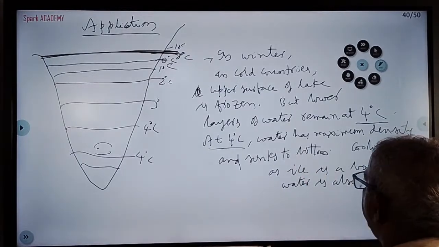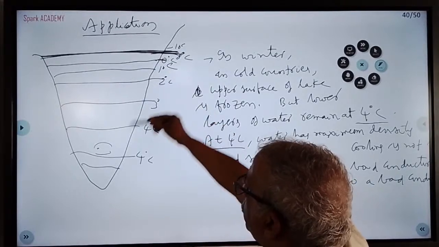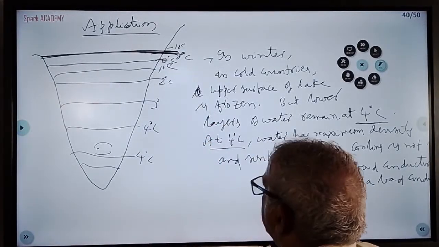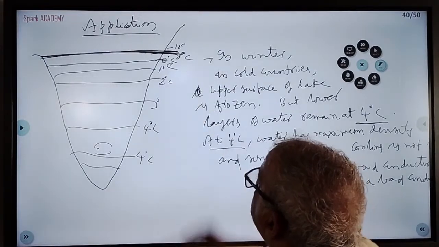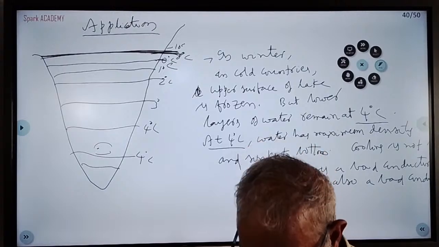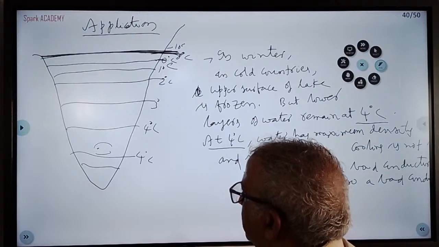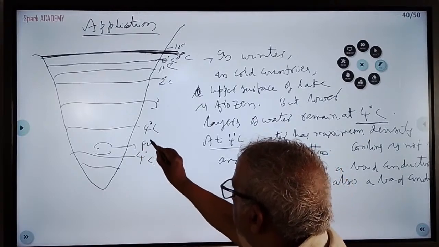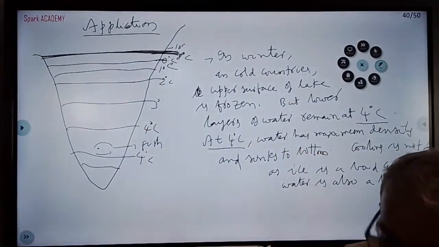Water at 4 degrees centigrade has maximum density. Water cannot allow heating to the ice, and ice cannot allow cooling to the bottom. Because of this, it remains at 4 degrees centigrade at the bottom, even though the upper surface is frozen at minus 10 and 0. The ice will float on the surface of water, and the fish can survive under water. This is the application of anomalous expansion of water.